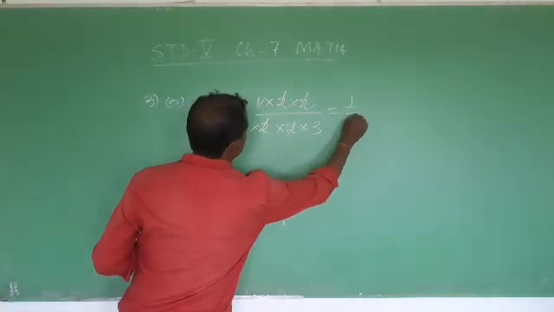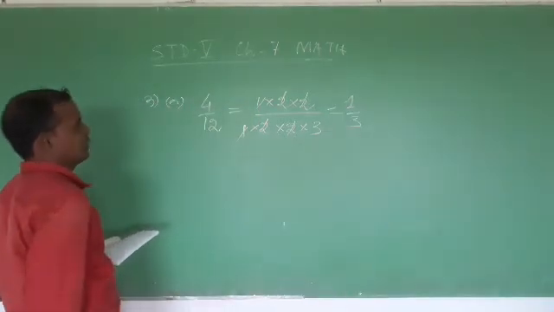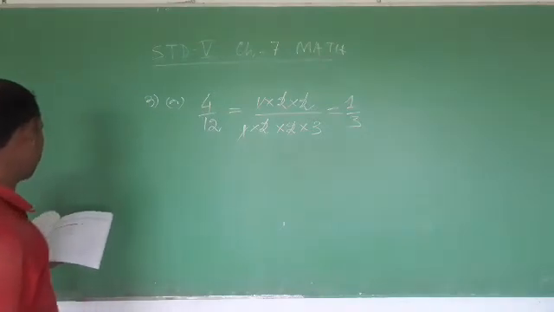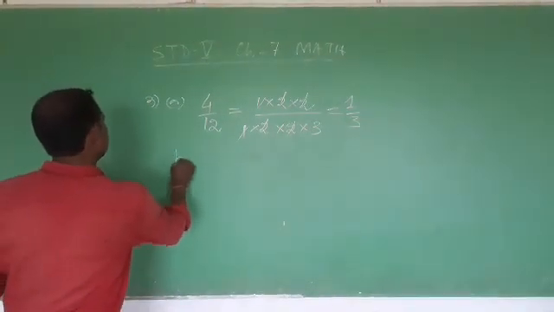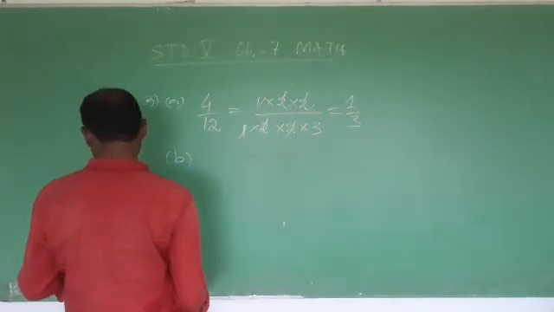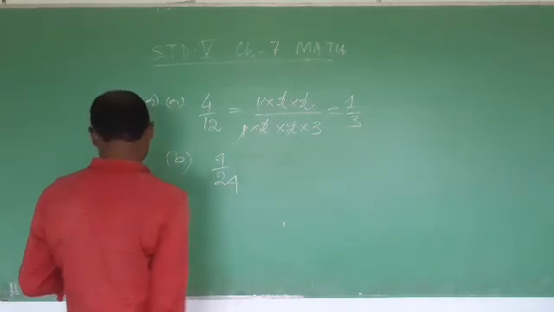1 by 3. Okay, so it is in the lowest form. Similarly, let us solve another bit, that is B. B is written, okay, 9 by 24.